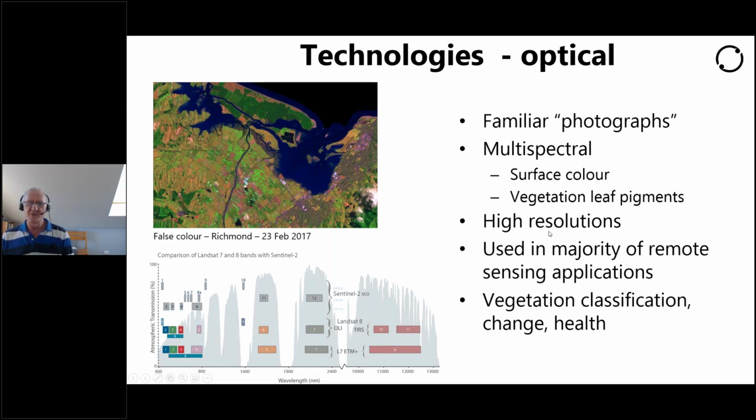The advantages of optical, very high resolutions in general can be achieved, and they're very commonly used in the majority of remote sensing applications. For land care, of course, we're focused a wee bit more on vegetation, and we use it for classification, change, and also the health of vegetation can be observed through optical sensors.